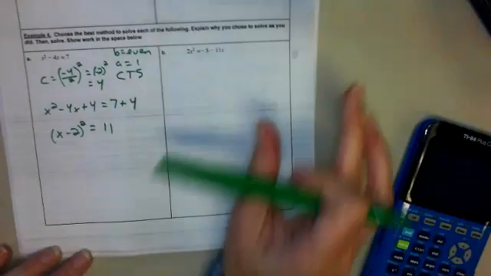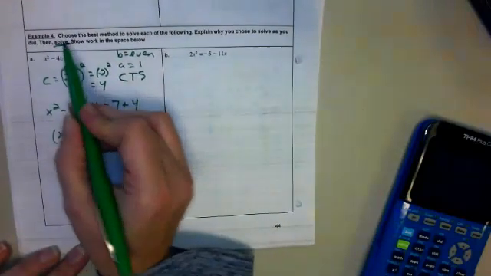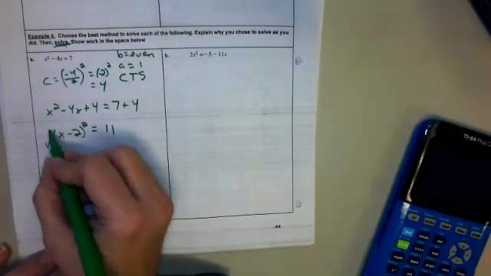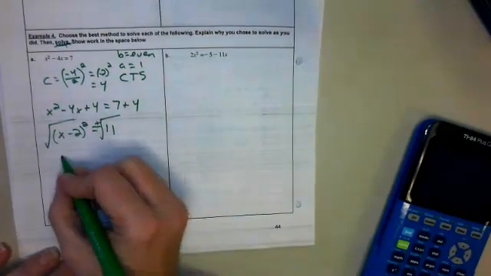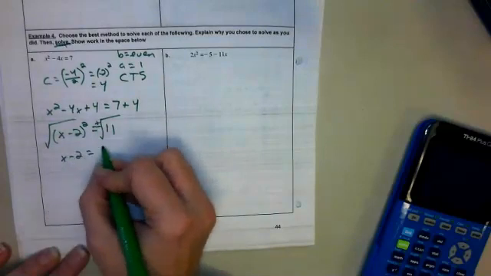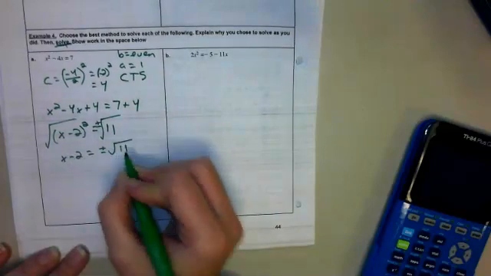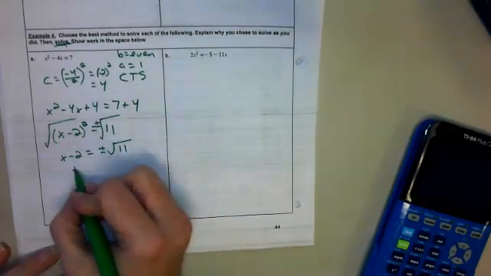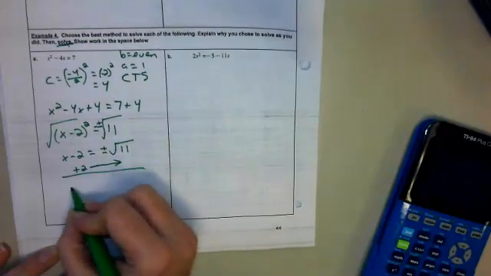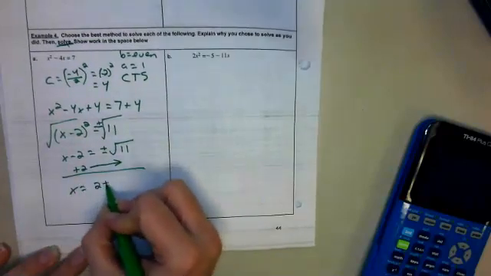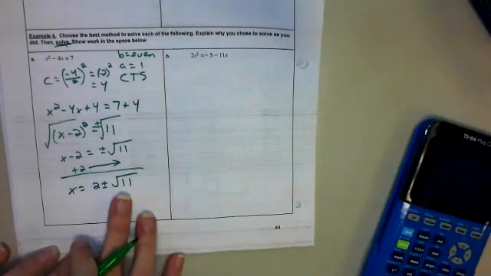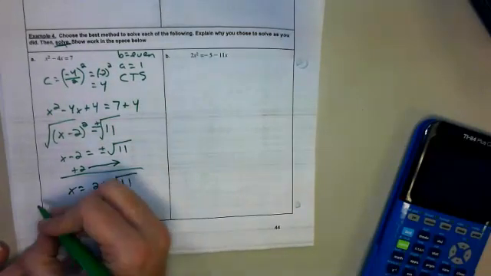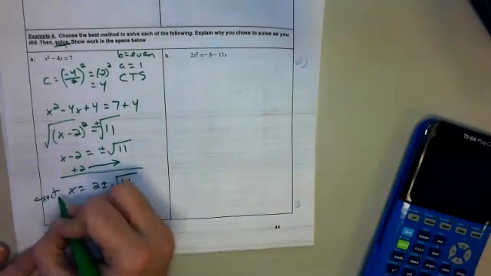Okay, now to solve, because it does say to solve, we have to take the square root, plus or minus. We get x minus 2 equals positive or negative square root of 11. I'm going to add 2 to both sides. I get x equals 2 plus or minus the square root of 11. There is absolutely no perfect square that comes out of 11, so I'm good there. I know this is my exact answer.